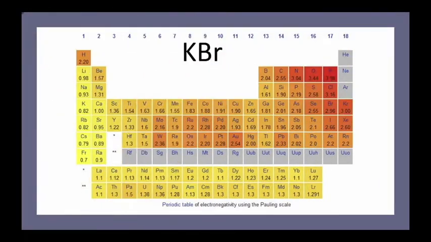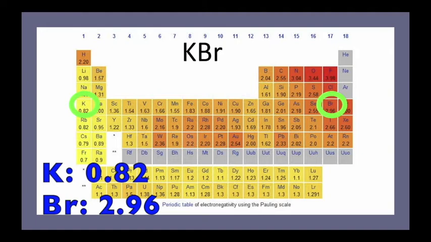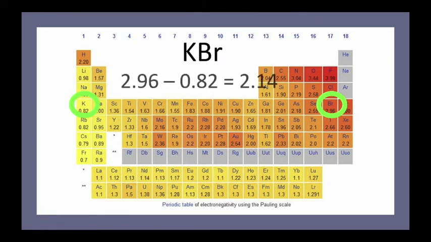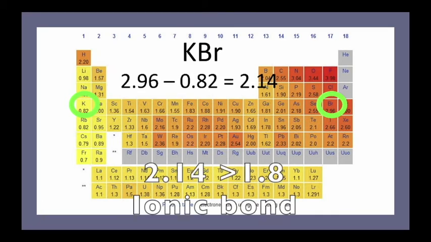You see the same phenomenon with potassium bromide. Potassium has an electronegativity value of 0.82, but bromine's is 2.96. 2.96 minus 0.82 is 2.14. That's greater than 1.8, so this is an ionic bond.